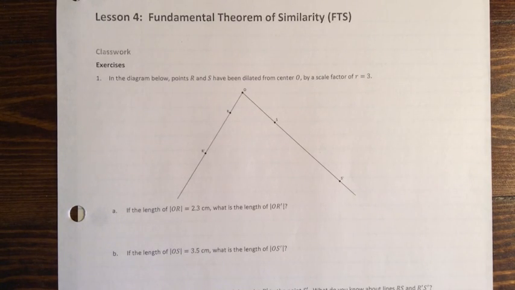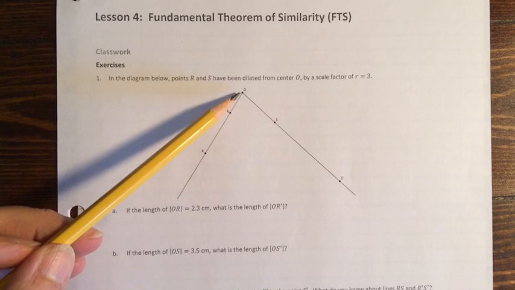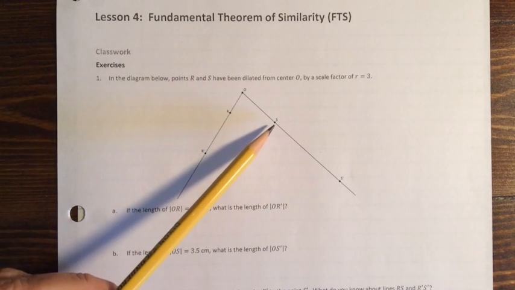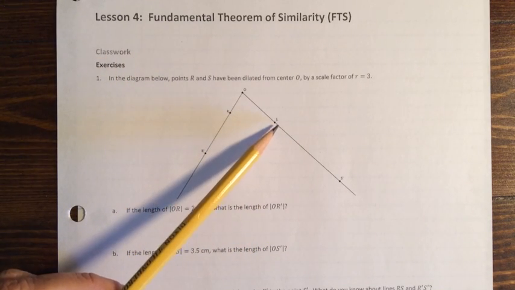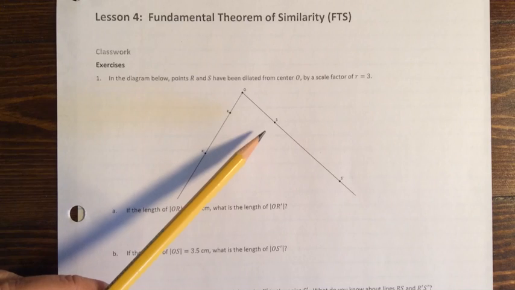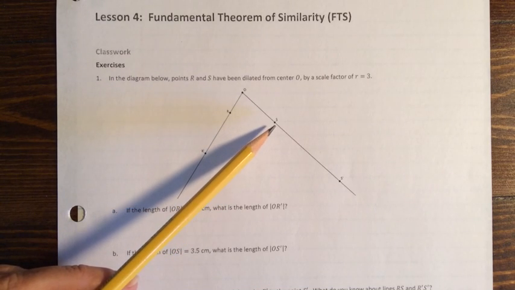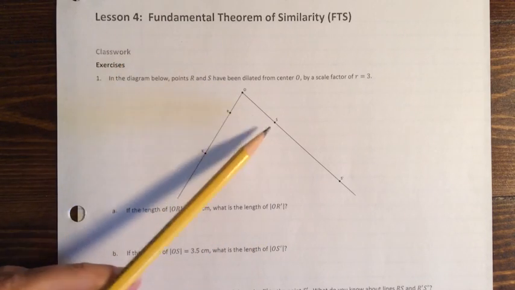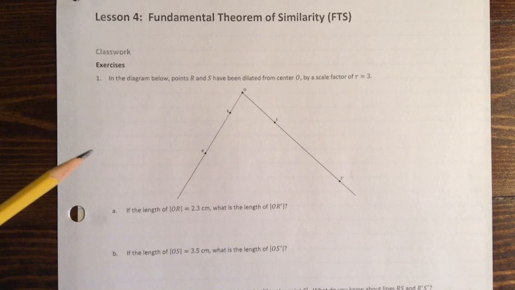Okay, this is lesson 4, fundamental theorem of similarity. So we have been talking about dilations, which is another transformation of the plane. We've seen that dilations require a center of dilation and a scale factor that either takes a point in the plane and pushes it away from the center, or if the scale factor is between 0 and 1, then it would pull those points back towards the center. So they're either pushing away or pulling towards. And any point in the plane can be dilated from that center.